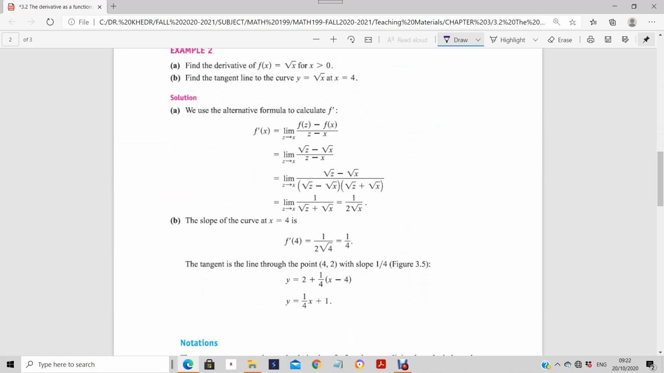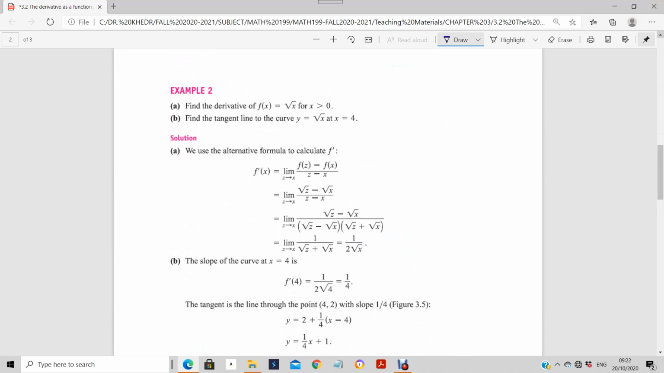Let's see another example here. A, find the derivative of f of x equals square root of x for x greater than 0. And B, find the tangent line to the curve y equals square root of x at x equals 4. So for the first part, to find the derivative, we need to follow the definition.